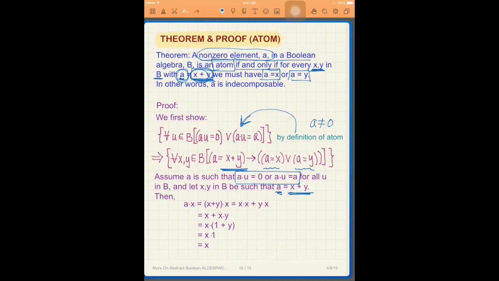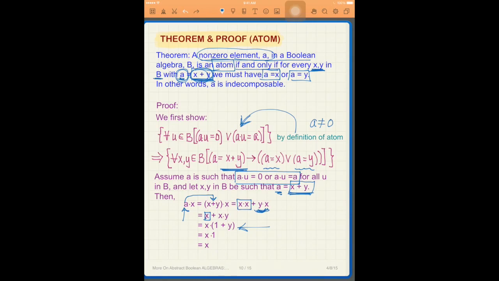Well, if I took A times X, I'm going to replace my A with that sum that I said. Let's just go ahead and set A equal to X plus Y. So I'm going to take A and replace it with X plus Y. Then I'm still multiplying by X. So I'm going to distribute to get X multiplied by X plus Y multiplied by X. And then this ends up to give us, well, X and X is just X. And then I just used the commutative property of multiplication to write that as X times Y. Then you can use the distributive property, factor out the X, and you get X times 1 plus Y.